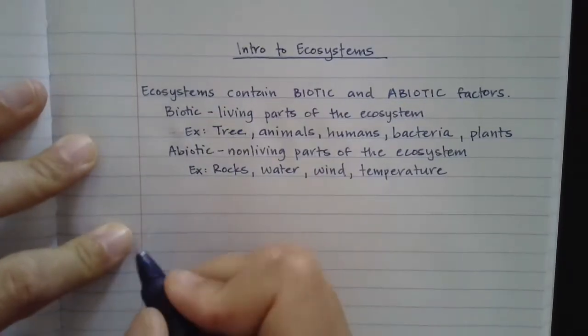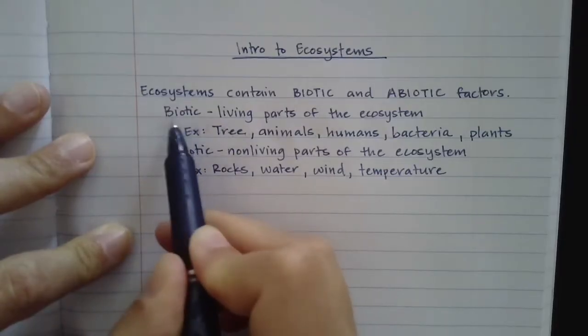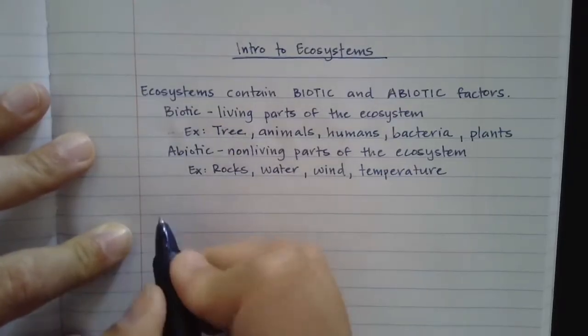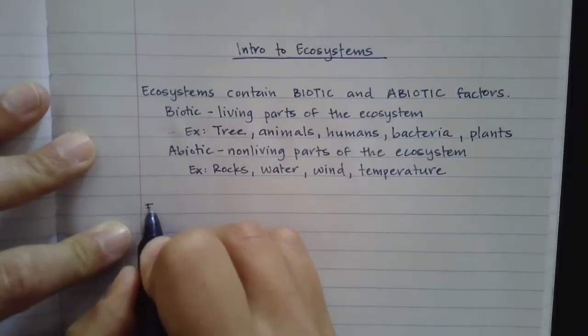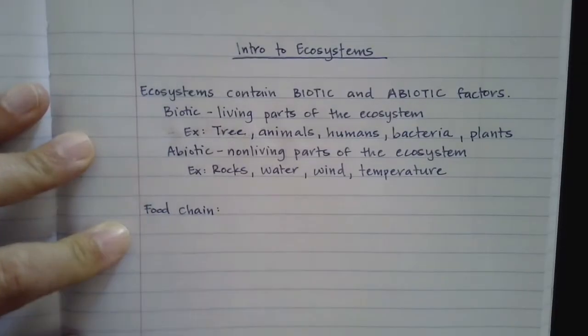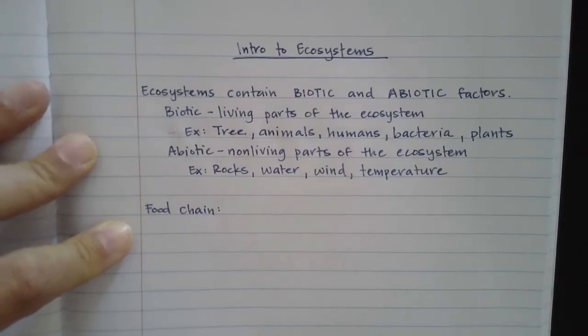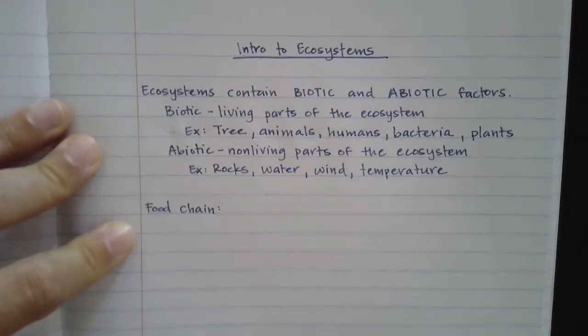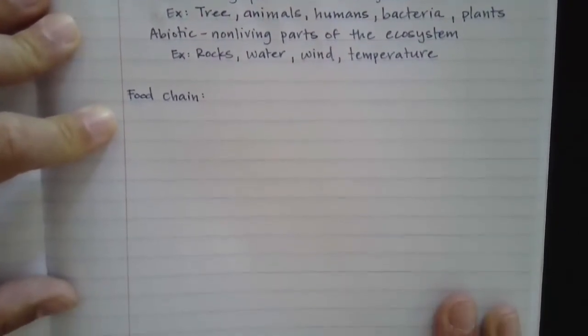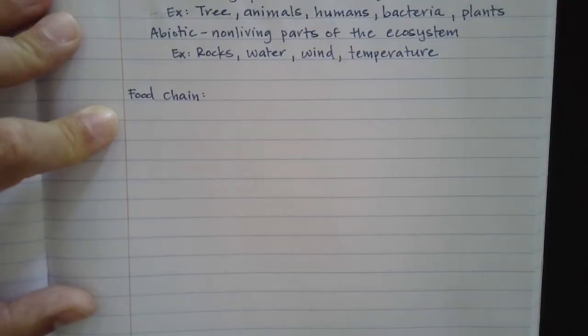So when we're talking about ecosystems and we're talking about those biotic factors, we often make something called a food chain. And a food chain is a way to show how food or how matter and energy move through an ecosystem. So there are 4 parts of this food chain that we're going to talk about.